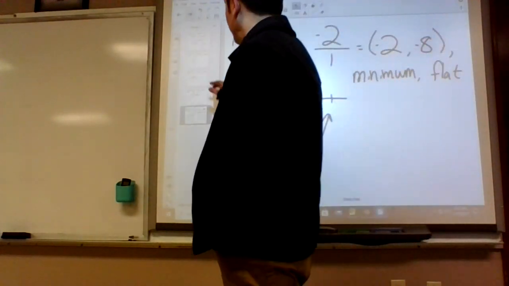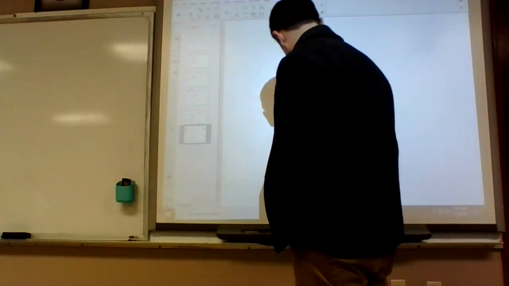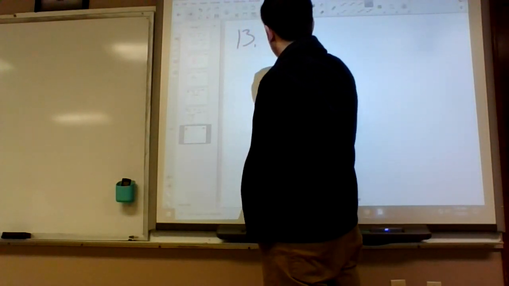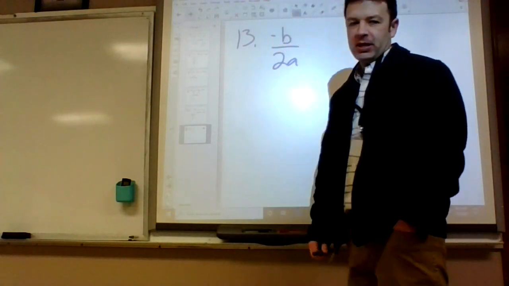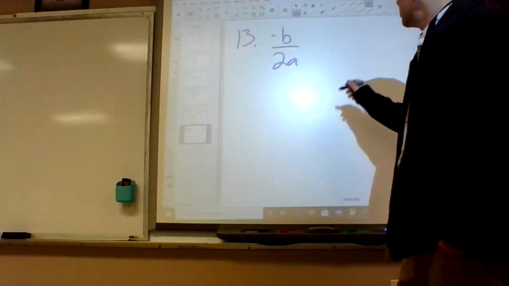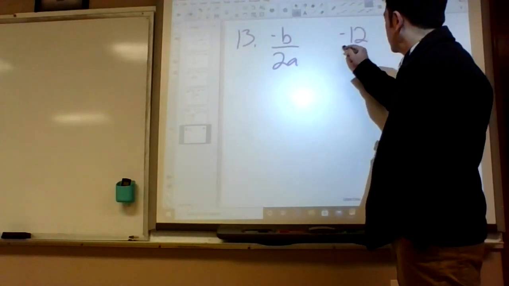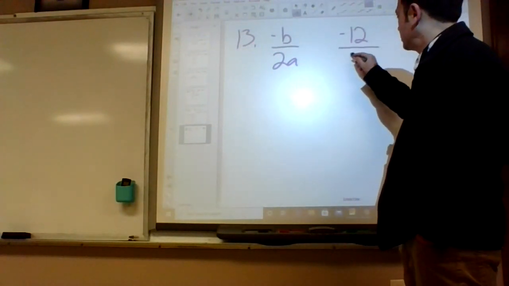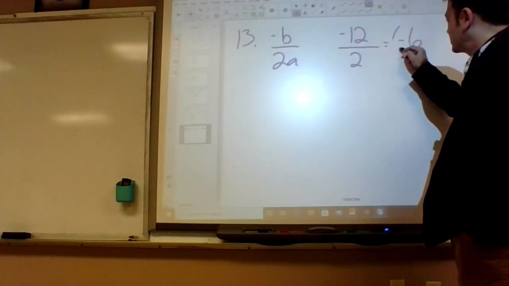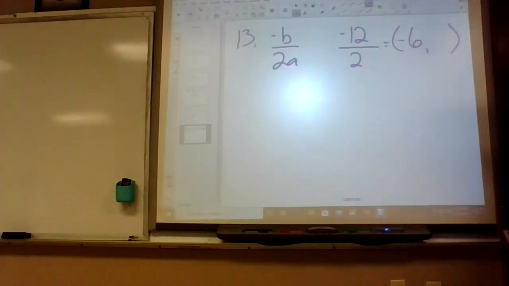What's step number 1? Find the vertex. Negative b over 2a. Yeah, step number 1. So negative b on 13 would be -12 over 2a, which would be 2 times 1, it's 2. -12 over -2 is -6. That's the x coordinate of the vertex.